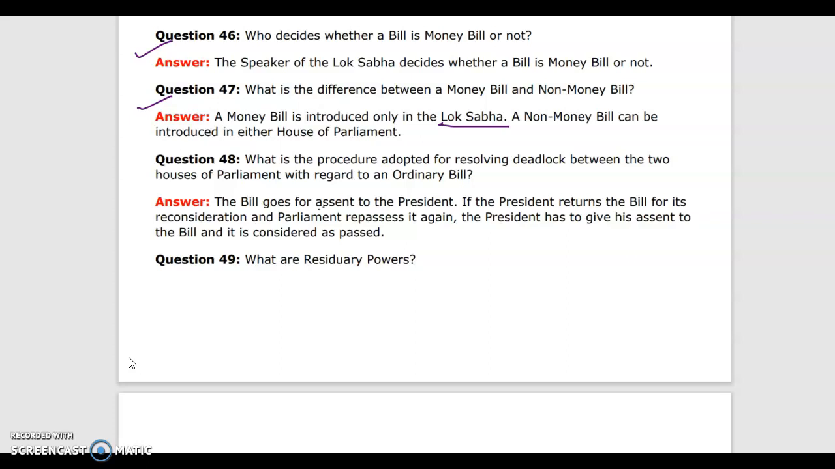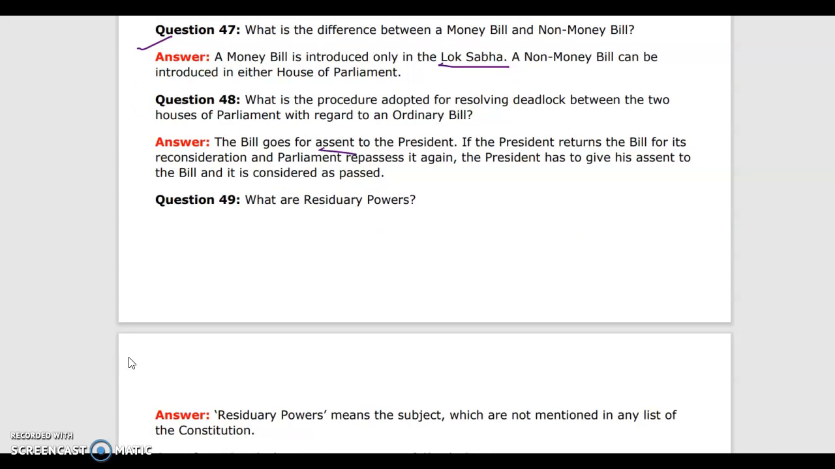The bill goes for assent to the president. Now the president has this right: either he can return the bill for its reconsideration and Parliament repasses it again, or the president has to give his assent to the bill and it is considered as passed. It has the withholding power or repassing it.